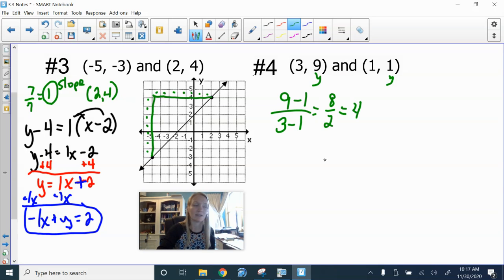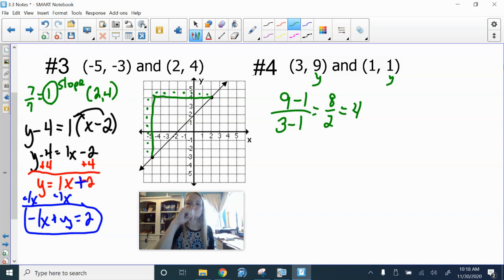8 divided by 2 does eliminate the... oh, I thought I updated that. Sorry, my GoGuardian turned off on me for some reason.